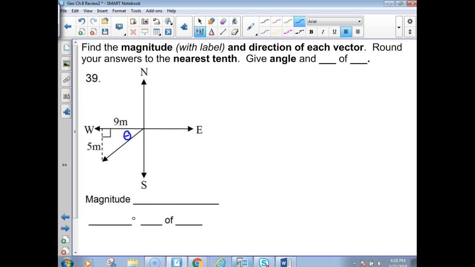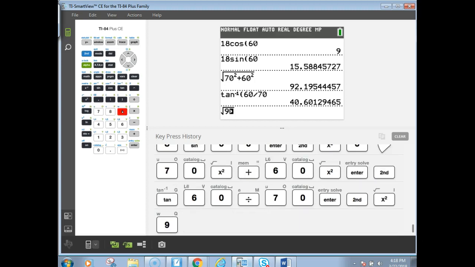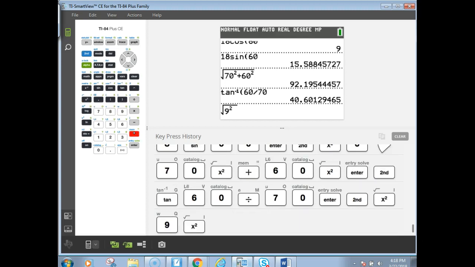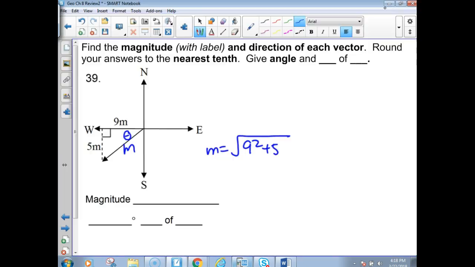39, similar problem. Do our magnitude. Magnitude is equal to the square root of 9 squared plus 5 squared. I'll grab my calculator and do the square root of 9 squared plus 5 squared. I obviously didn't type something right, so I'll do it in the calculator correctly. 10.3. So the magnitude is 10.3 meters.